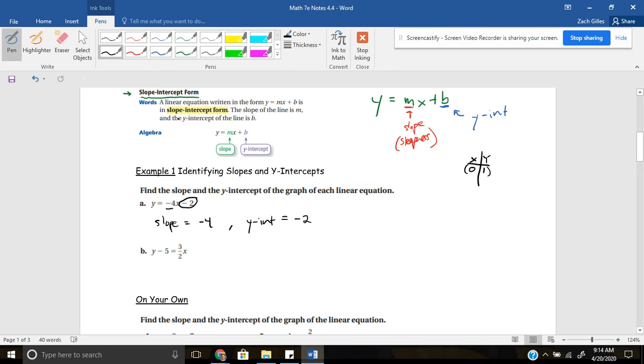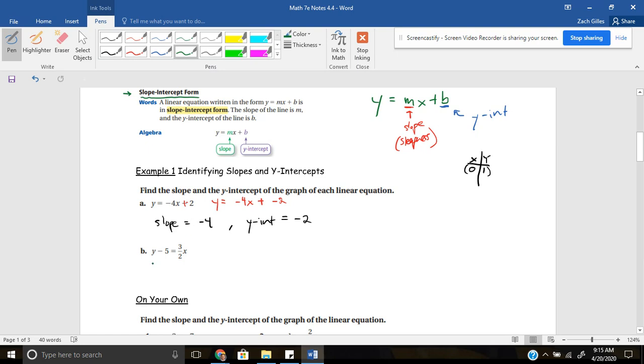Maybe you're saying, well, why is it negative? Remember, you could rewrite this equation as y equals negative 4x plus negative 2. All I did there was change my subtraction to addition and the next sign to its opposite. So remember those integer rules. You can apply them here. So now it's y equals mx plus b. So our b, our y-intercept, is negative 2. And that's it. That's all we have to do, is identify those.